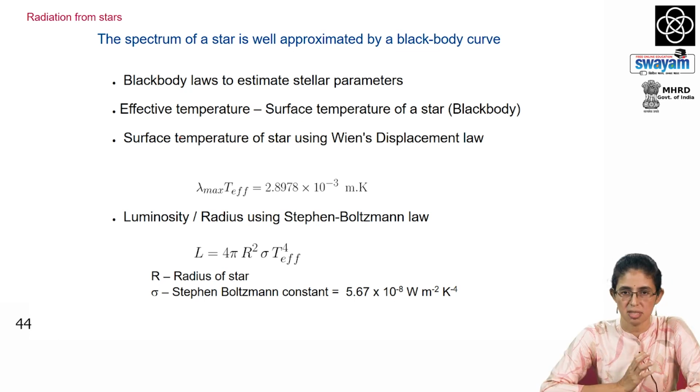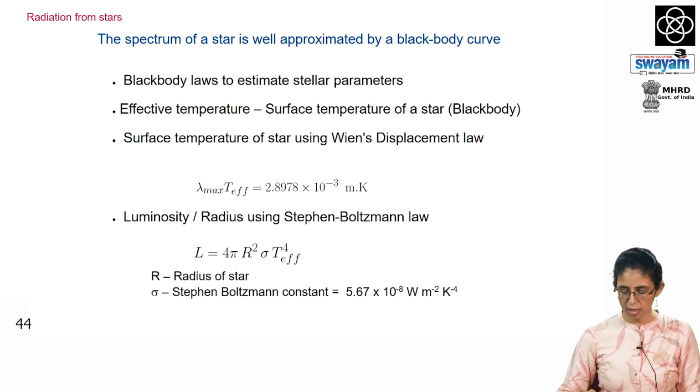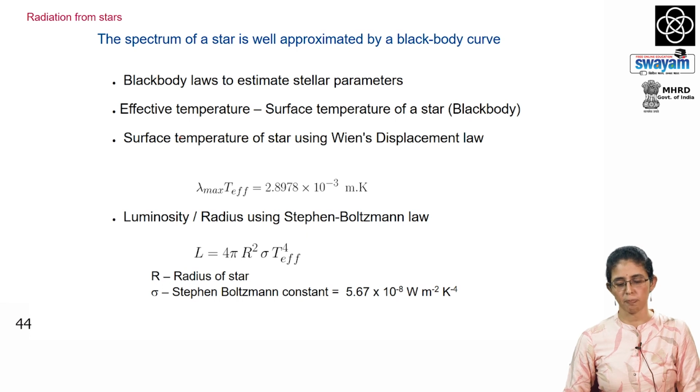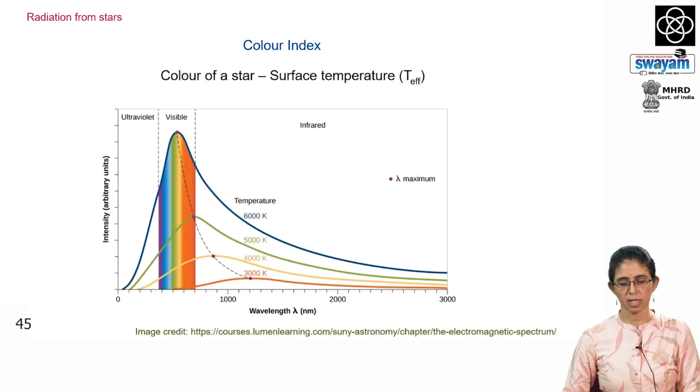Since the star has a finite surface area given by 4 pi r squared, the total energy radiated per unit time is the luminosity, and therefore luminosity is equal to 4 pi r squared sigma T effective to the power 4, where sigma is the Stefan-Boltzmann constant.